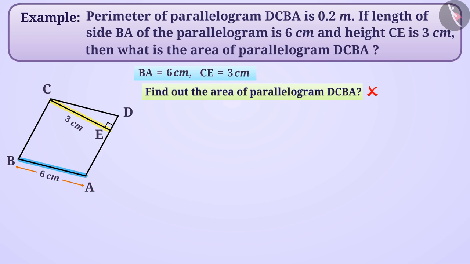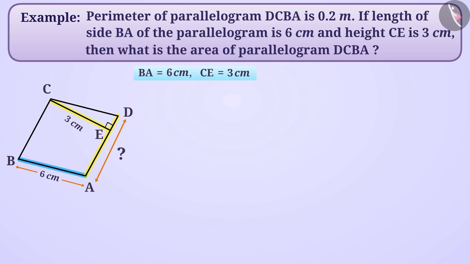No. To find the area, we must know the length of height CE and base AD. Therefore, we have to find the length of base AD. We have given the perimeter of parallelogram DCBA as 0.2 meter. Since the length of side is given in centimeter, therefore, we need to convert the perimeter into centimeter.